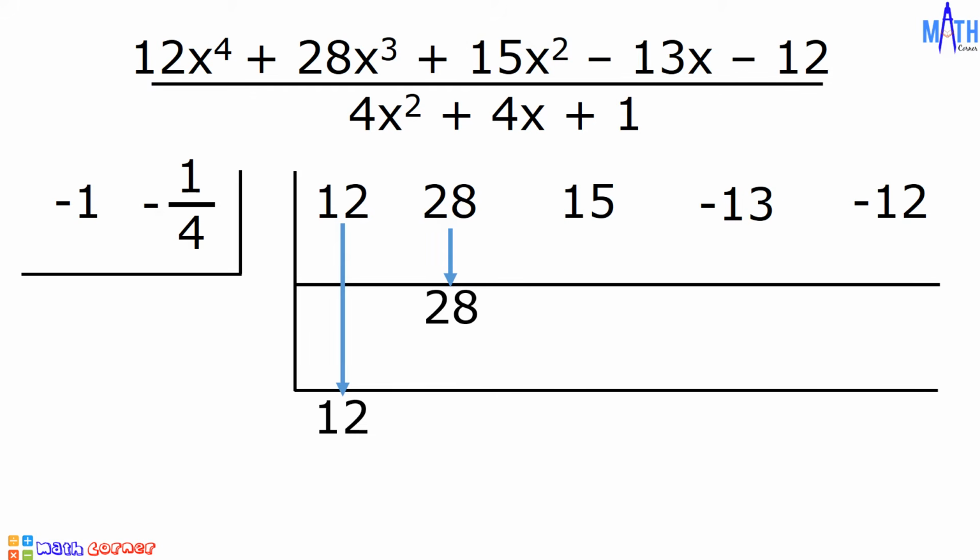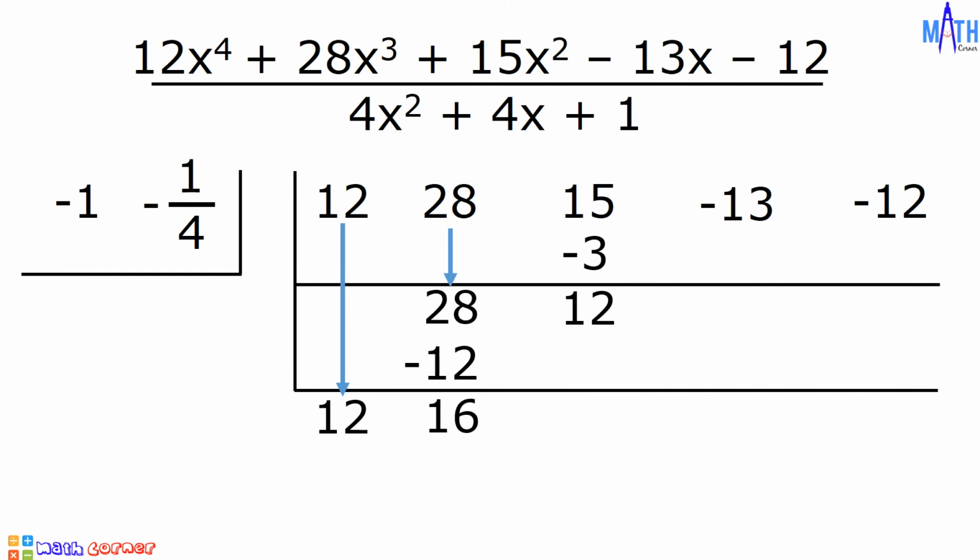Let us multiply negative 1 by 12. The answer will be written in the fourth row. Negative 1 times 12 is equal to negative 12. Next, let us multiply negative 1/4 by 12, and the answer will be written in the second row. Negative 1/4 times 12 is equal to negative 3. Let us add: 28 plus negative 12 is equal to 16, and 15 plus negative 3 is equal to 12.